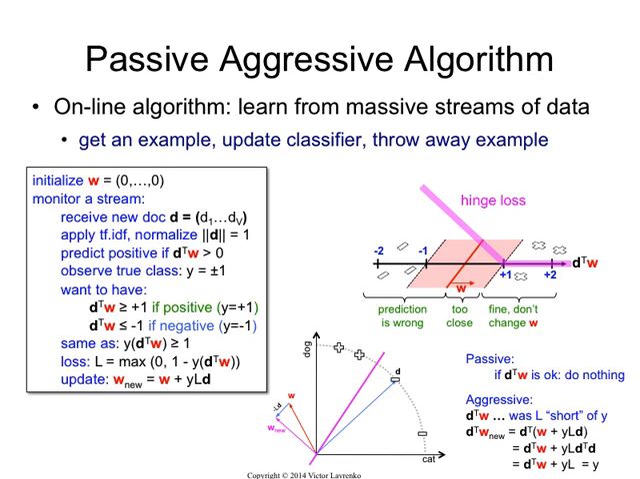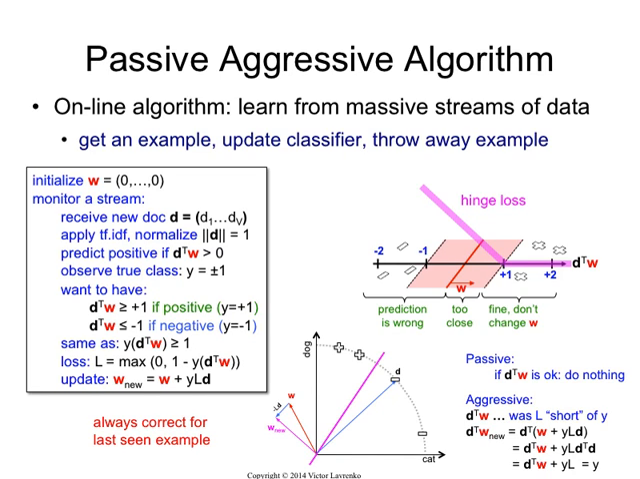Now the passive part of it is what happens on this part of the hinge loss. So if the document was already classified correctly, you don't do anything. Right? You don't update the weight vector, you just ignore the example, because you're already doing fine on it. So it's always going to be correct for the last seen example.